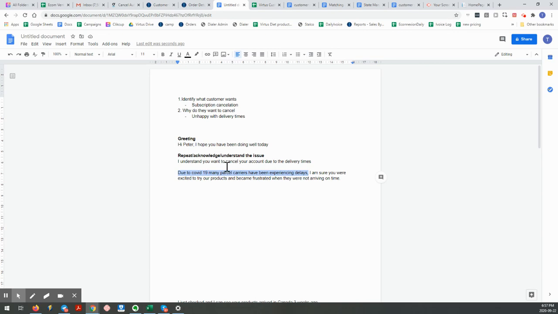So this sentence here is again crafted to take any blame off the company, place it on to COVID-19, and make it seem like, or it's not even making it seem like, it really is the case that everyone in the world is experiencing shipping delays right now. So now what I'm going to do in the next sentence is add some value. Not only am I adding value, I'm also going to be sympathizing. So I say, I am sure you were very excited to try our products and became frustrated when they were not arriving on time.